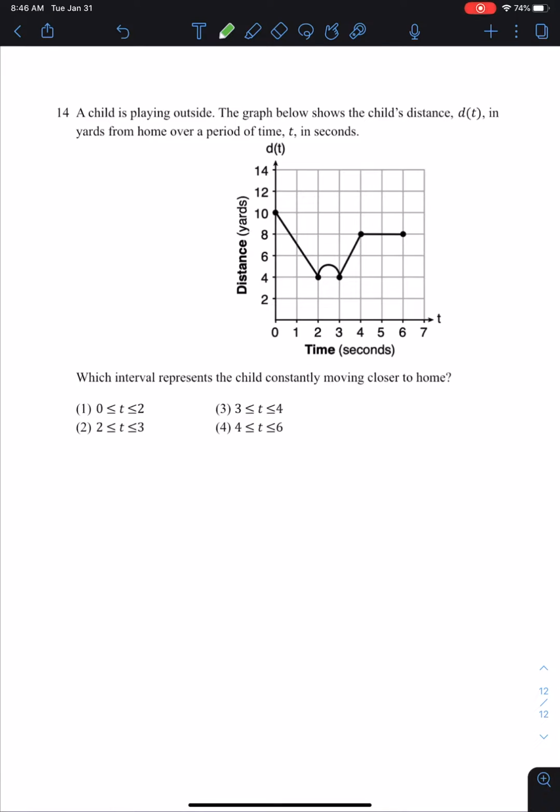A child is playing outside. The graph below shows the child's distance, d of t, in yards from home over a period of time, t, in seconds. Which interval represents the child constantly moving closer to home?